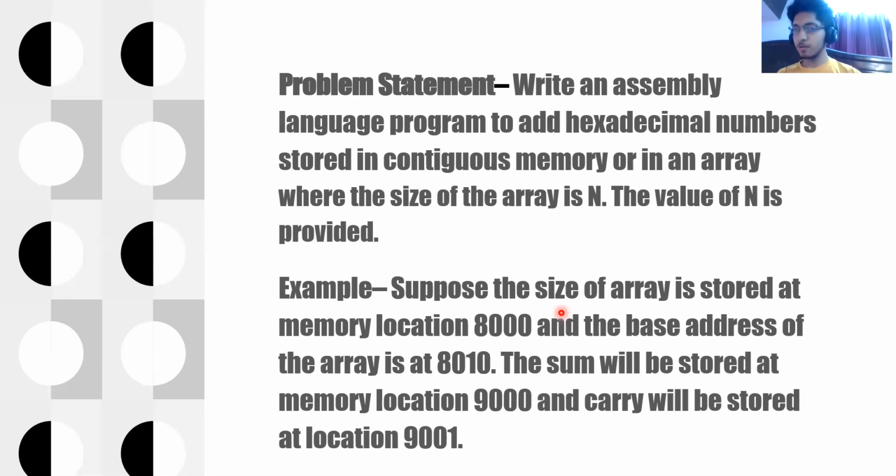So our problem statement is to write an assembly language program to add hexadecimal numbers stored in contiguous memory or in an array, where the size of the array is n and the value of n is provided. For the sake of convenience, let's understand the problem with the help of an example. Suppose the size of the array is stored at the memory location 8000 and the base address of the array is at 8010. And we will be storing our sum at the memory location 9000 and a carry will be stored at 9001. All these numbers are in hexadecimal form.